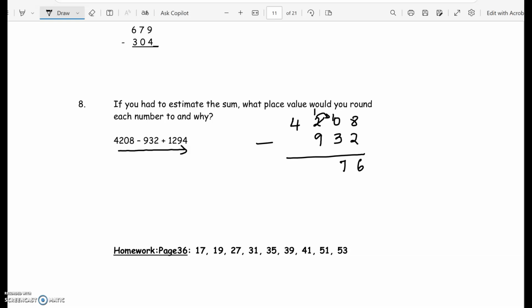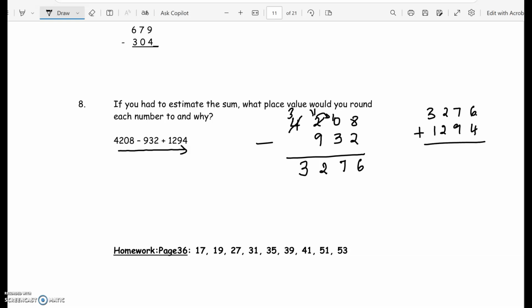Now 1 minus 9 is not possible. We borrow a 1 from here, and that becomes 11. 9 plus 2 is 11. And then we have 3,276. Now 3,276 plus 1,294.